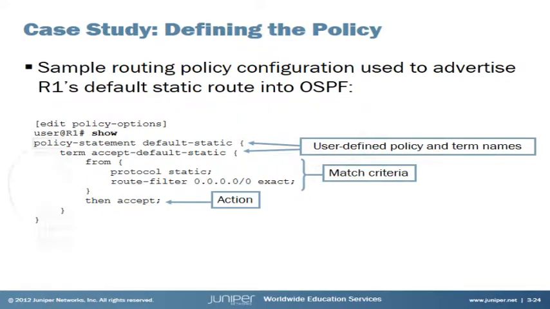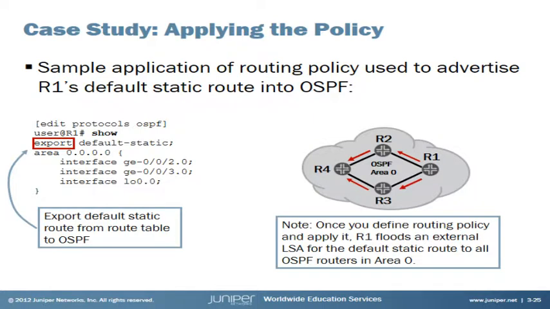Now I need to apply my routing policy. So I'm going to go under Edit Protocols OSPF. I'm applying it as an export policy. So I'm going to export the default-static policy. What's going to happen as soon as I've done that is R1 is going to flood an external link state advertisement for the default static route to all the other routers.